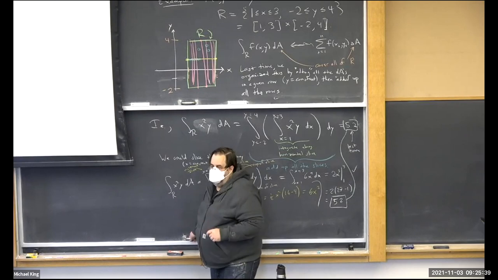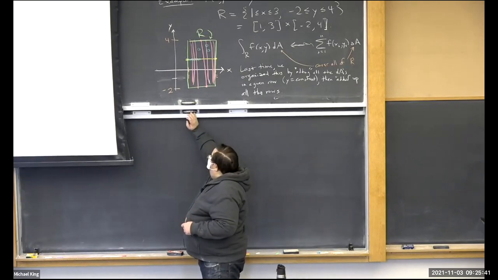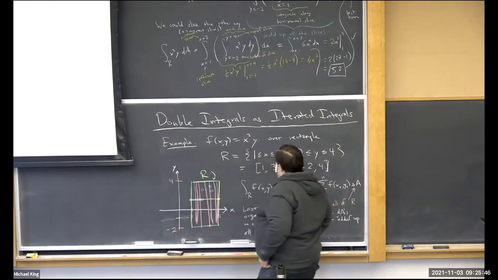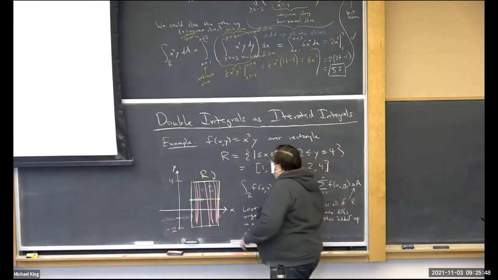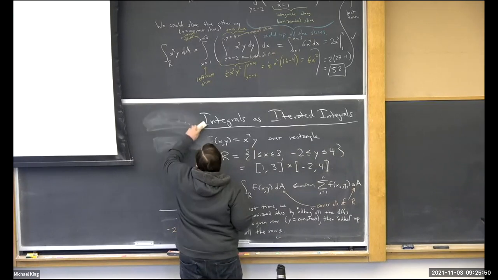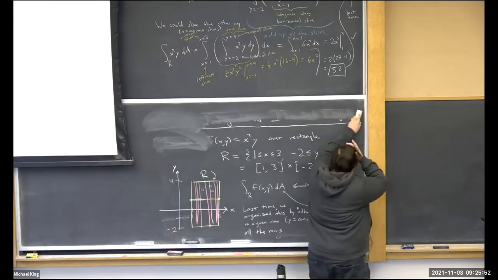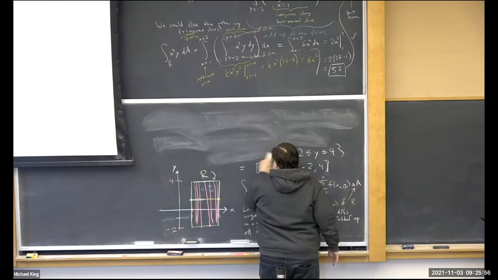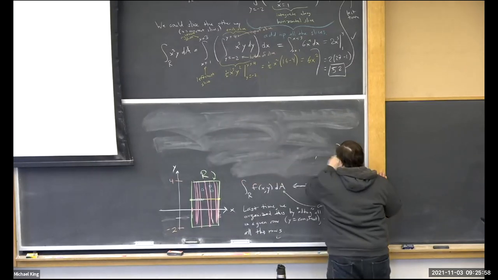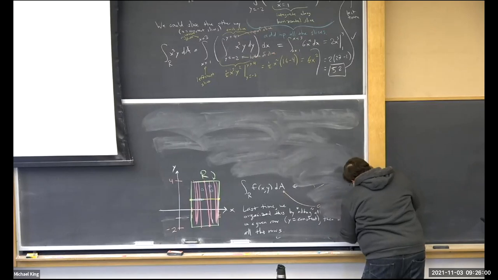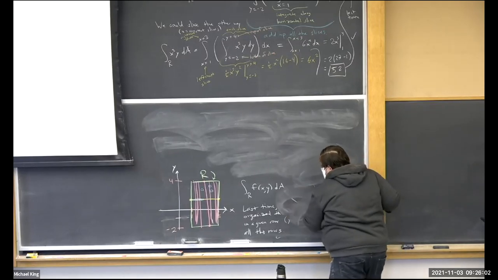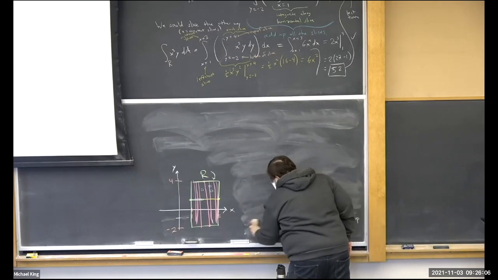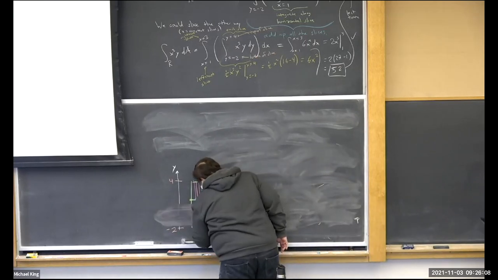not rectangular. So let's do an example with a non-rectangular region. We can do the same function, it doesn't really matter. What if instead of this rectangle, I wanted some sort of like triangle or something? So let's try that.